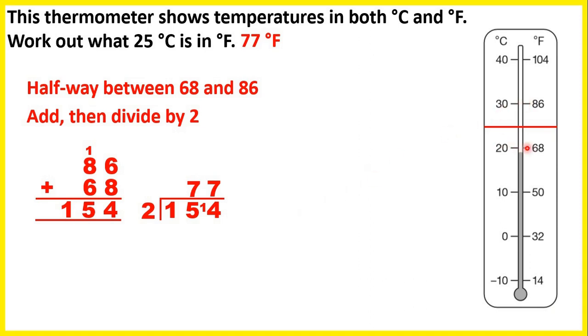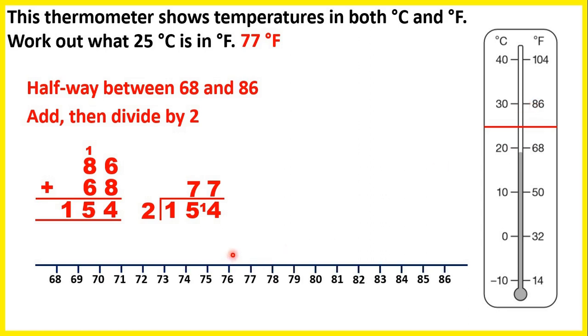The other way to work out the midpoint of 68 and 86 would be to imagine a number line. So 77 is right in the middle, and we could work that out by adding 5 to 68 and subtracting 5 from 86. Then we could spot that if we add 4 and subtract 4, we'll get the number in the middle, because we've added and subtracted the same from both sides. So that gives us a number right in the middle of 77. So that's 77 degrees Fahrenheit.